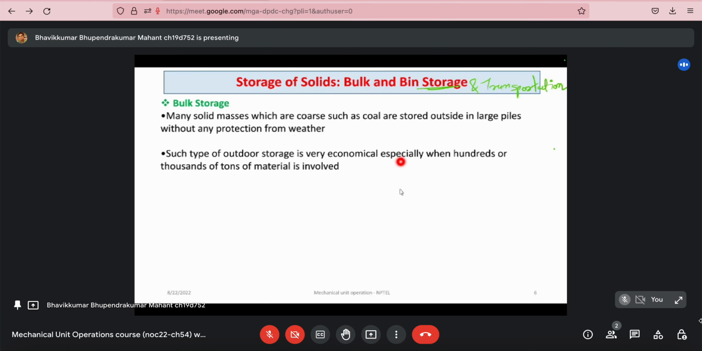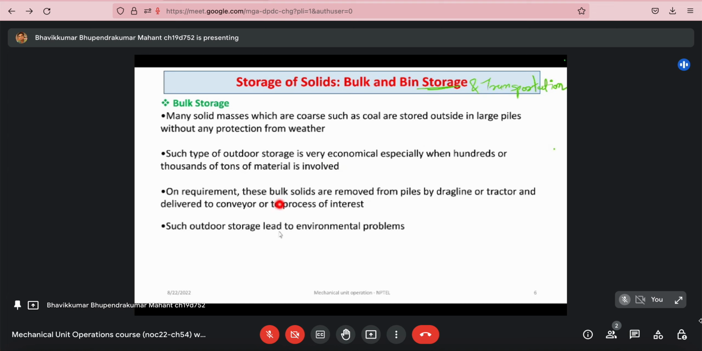Obviously we don't need any specific kind of design, and we don't need to take care of protection from weather, environment, or oxidizing of the particles. So we can save a large amount of expenditure. And when hundreds of thousands of tons of material need to be transferred, we go for this kind of bulk storage.